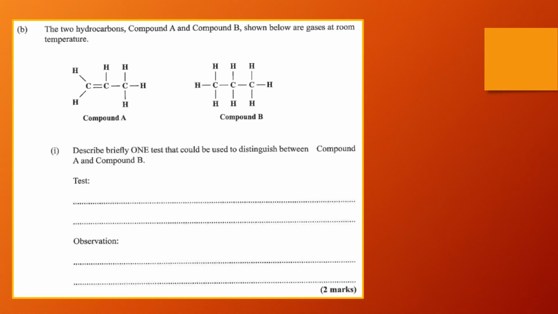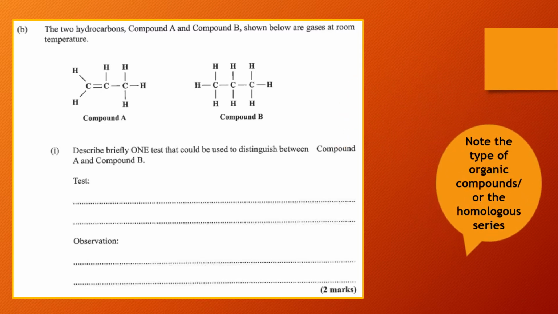The question continues, showing us that we have 2 hydrocarbons, A and B, and we're asked to describe a test to distinguish between compounds A and B. So whenever we're asked to distinguish or work out what these compounds are, we need to note the actual type of compound that we're dealing with. So we need to note the type of organic compound or the homologous series. And of course, by examining compounds A and B, we know that A has a double bond, so that would represent an alkene, and B, having only single bonds, would represent an alkane.